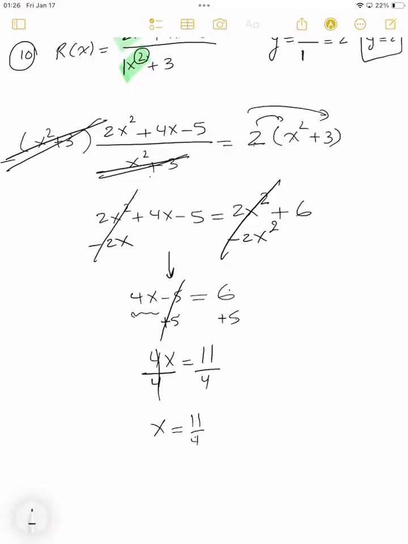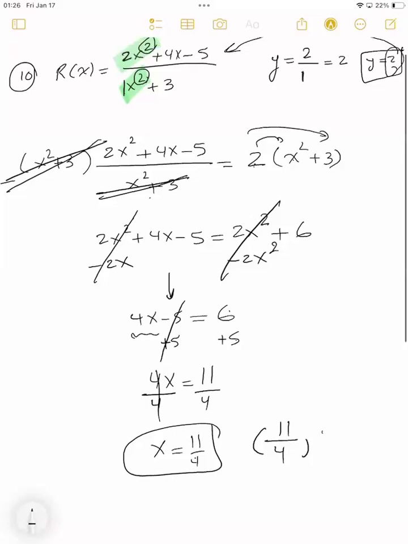So yes, the graph crosses the horizontal asymptote when x is 11/4 and y is positive 2. So we do have a horizontal asymptote at y is equal to 2 like that, and the horizontal asymptote gets crossed at the point x is 11/4 and y is 2. So the graph is going to cross this point.